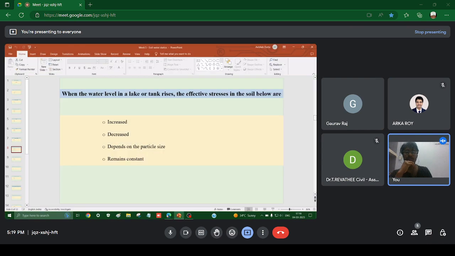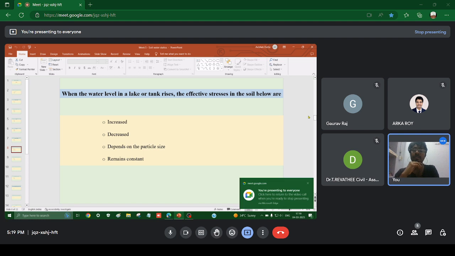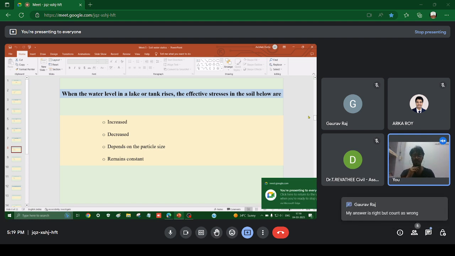Okay, so the last question was, when the water level in a lake or tank rises, the effective stresses in the soil below are: increased, decreased, depends on the particle size, or remains constant.